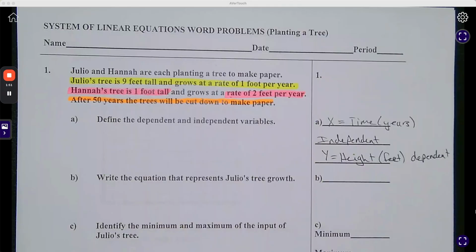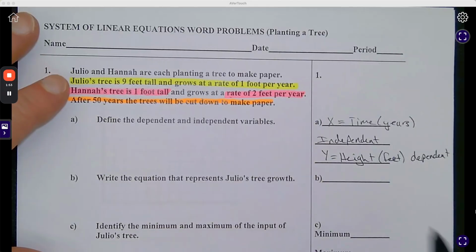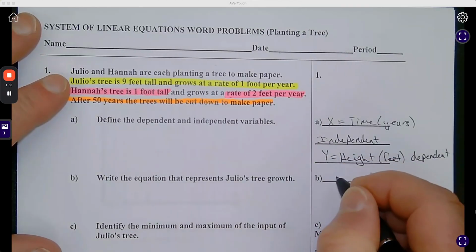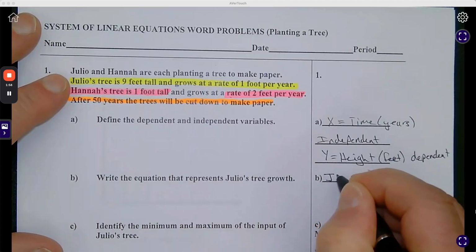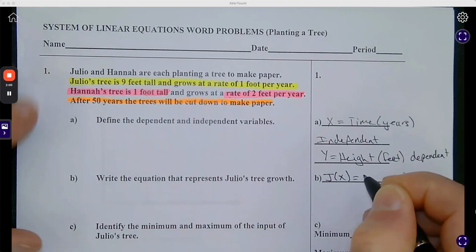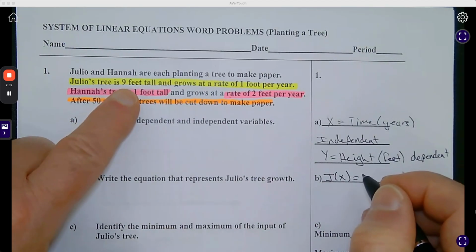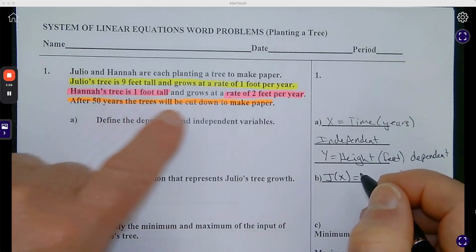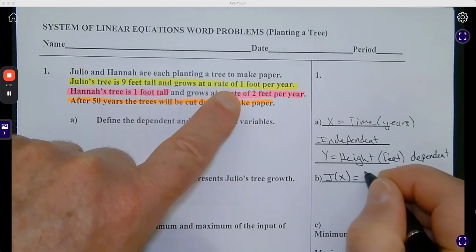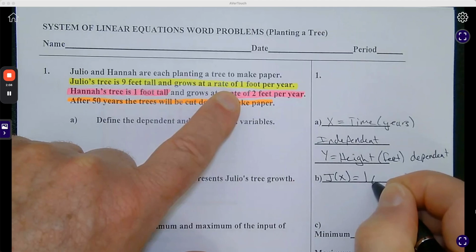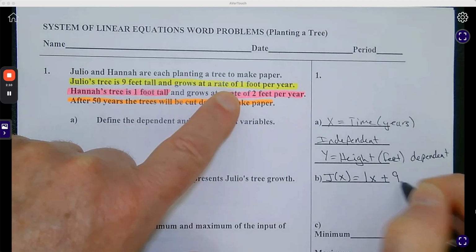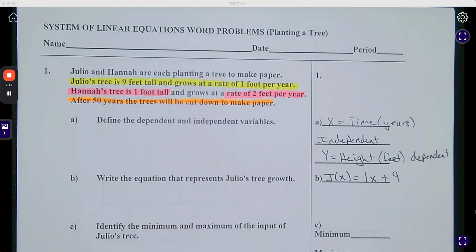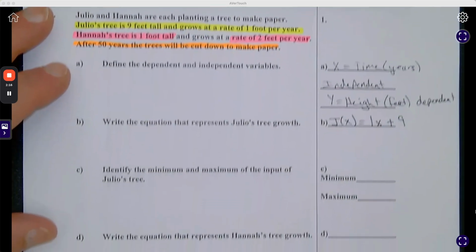Let's write the equation for Julio's tree. I'm going to use function notation. So instead of y, I'm going to use j of x for Julio. Notice Julio's tree started off at 9 feet tall. That's the initial height, and it grows at a rate of 1 foot per year. So 1 foot per year plus the initial height. So there is an equation for Julio's tree and how fast it grows.